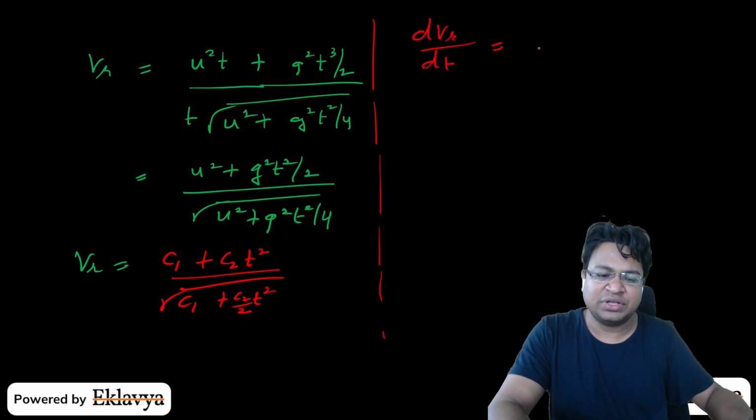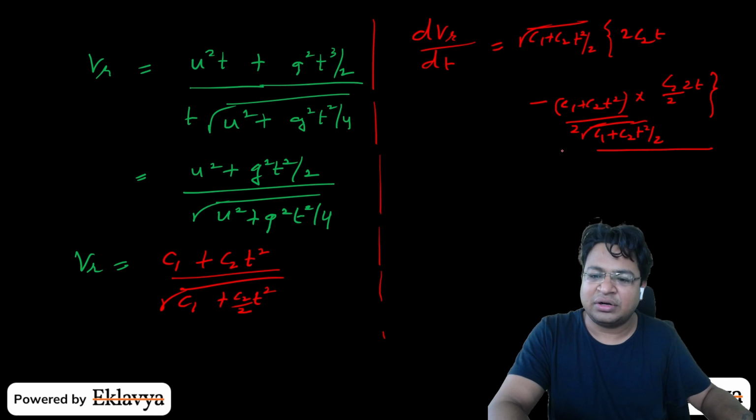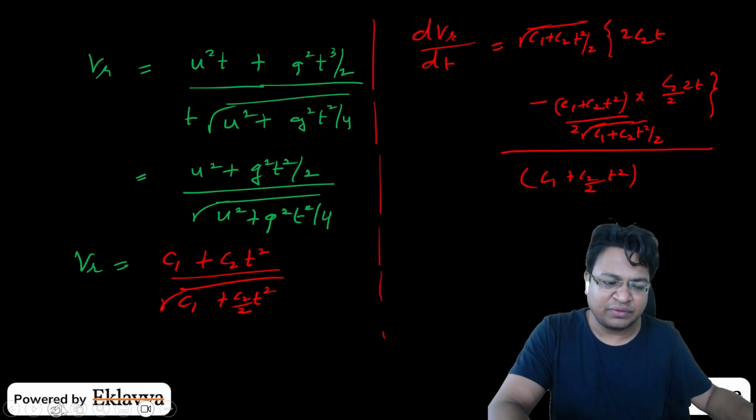So this will be what? This will be root of C1 plus C2 T square by 2, and then derivative of the numerator, which would be 2C2T. Minus, we will write the numerator, and then we will differentiate the denominator. So that is 2 root of C1 plus C2 T square by 2 multiplied by C2 by 2 into 2T. All right, and all of this divided by C1 plus C2 by 2 T square. So let's do the calculation on the next page, or whatever we can do in this page.